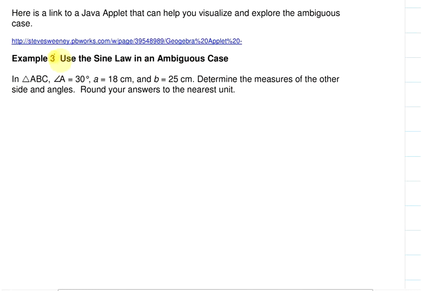Okay, so we're going to take a look at our last example, which is not example 3, it's example 5. And we're going to use the sine law in an ambiguous case.